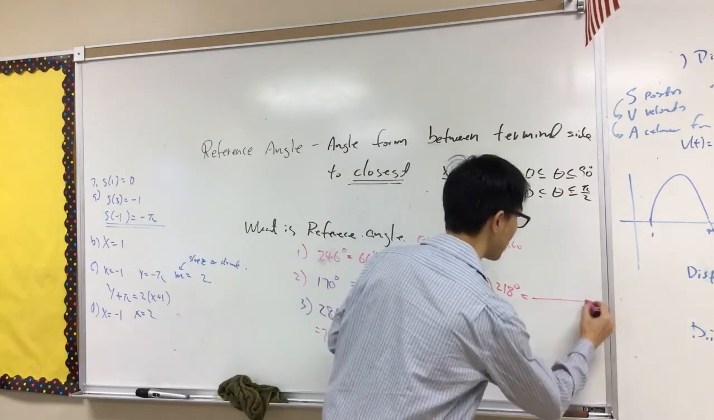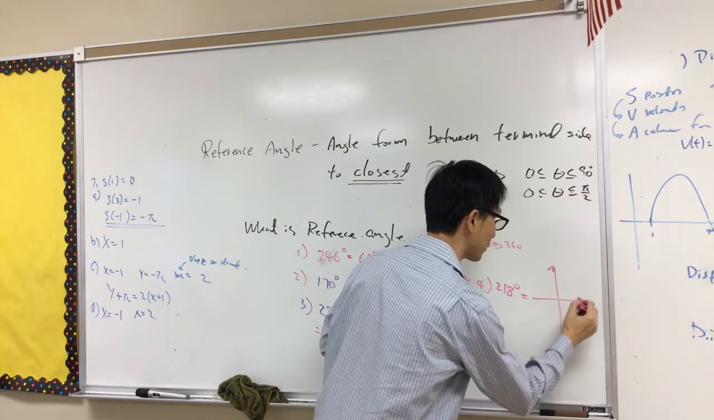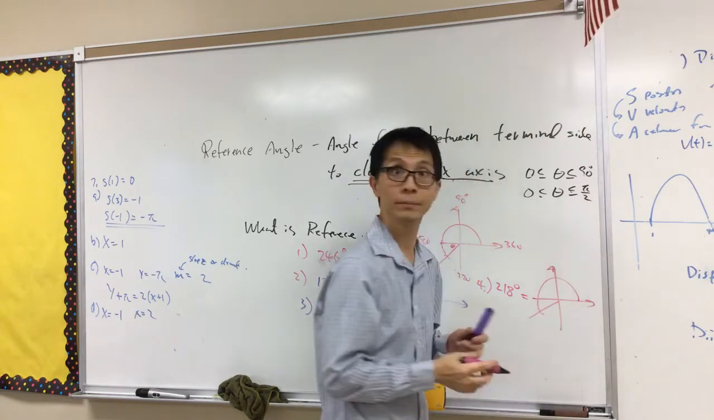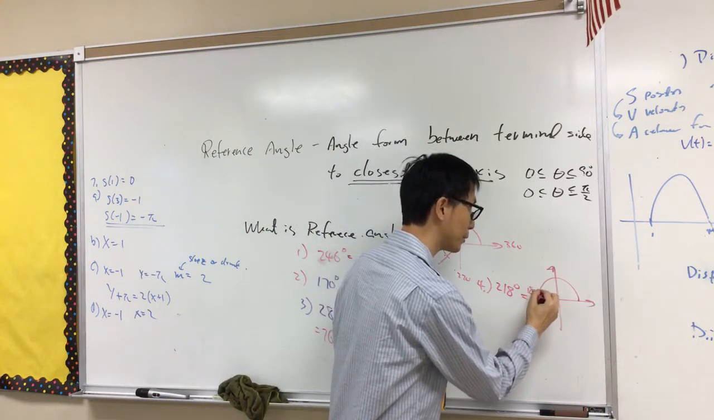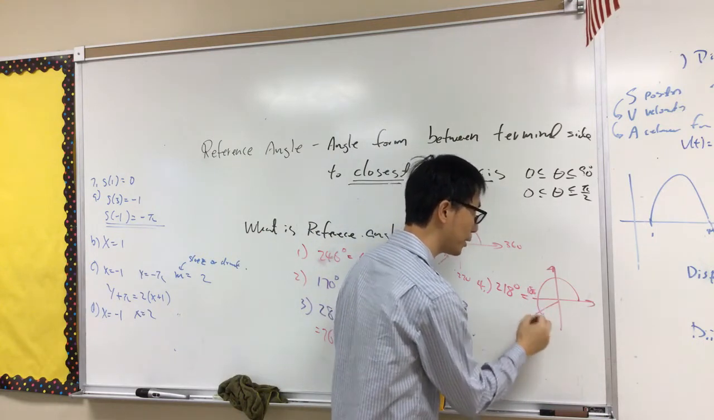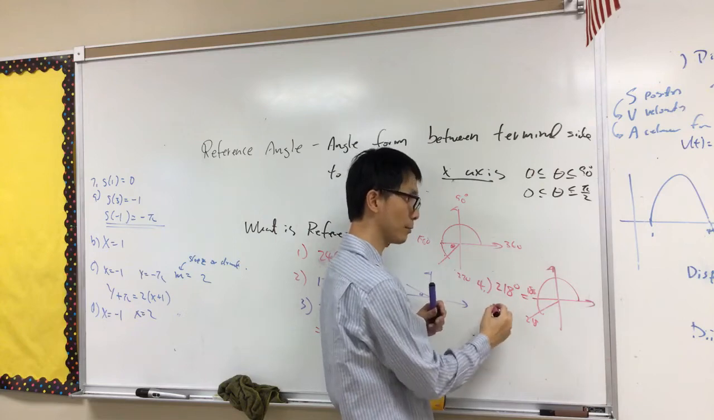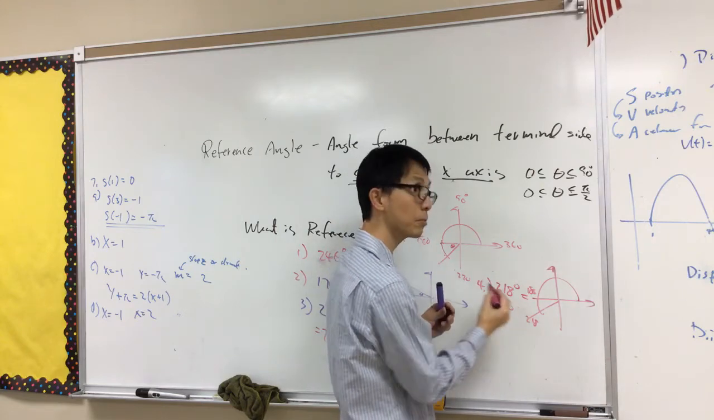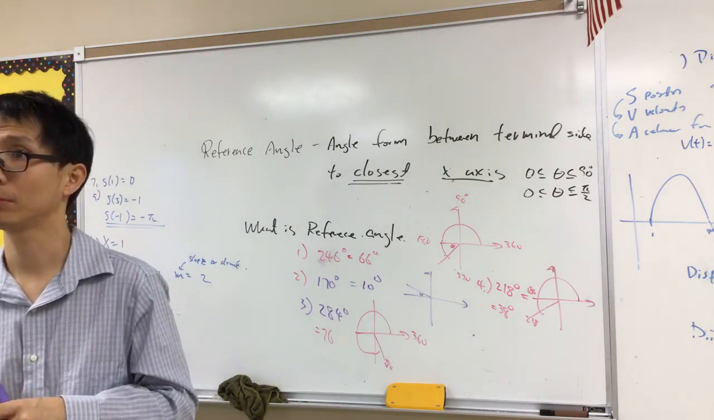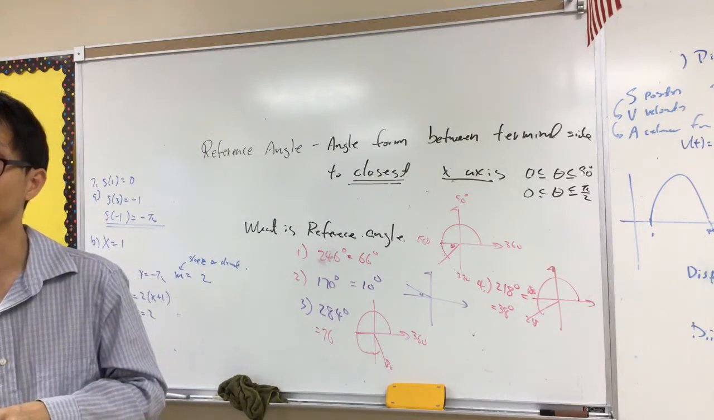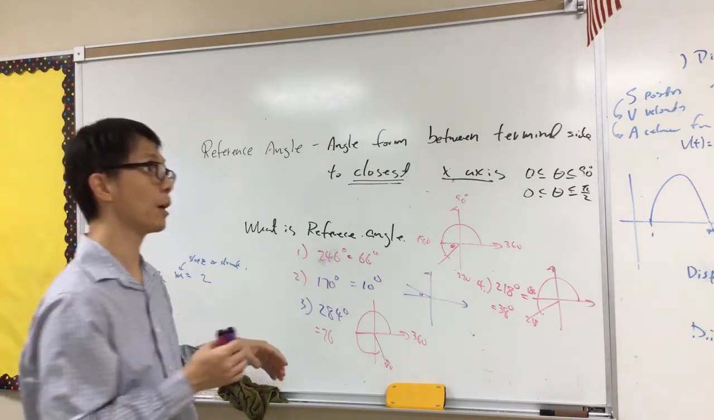So this one is right here, right? It's all the way to here. So therefore, this one is 180, right? So the difference between 218 and 180 is what? 38. That's it. It's not hard. So is this all you're going to teach us? No, we've got to think about other things too.